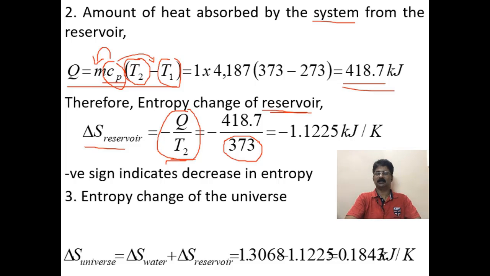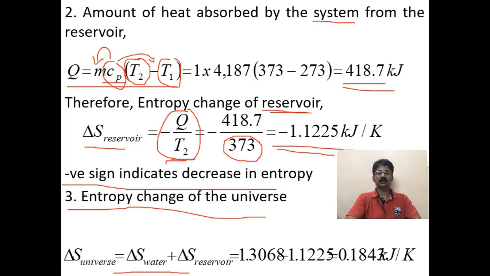Try to remember this. So you get the answer as minus, since entropy is decreasing, heat is rejected, so the entropy change has to be negative. So minus 1.1225 kilojoules per Kelvin. The negative sign indicates that entropy decreases. Now the entropy change of the universe is nothing but delta S water plus delta S reservoir. If you substitute, you will get around 0.1843 kilojoules per Kelvin. That is 1.3068 minus 1.1225, so it is 0.184. This quantity is positive. So initially itself I told you that the answer will be positive.